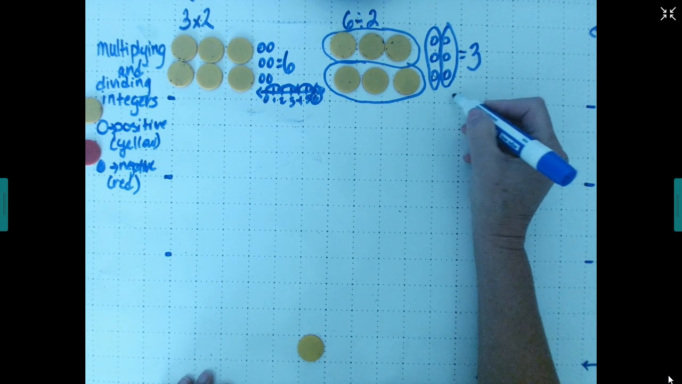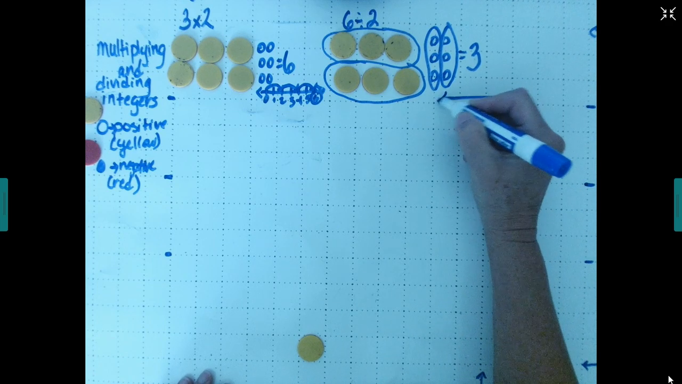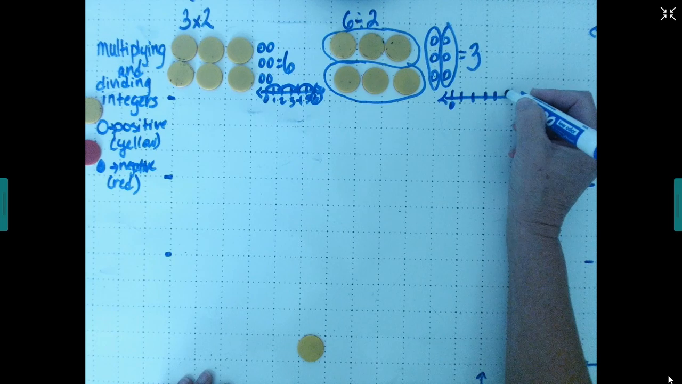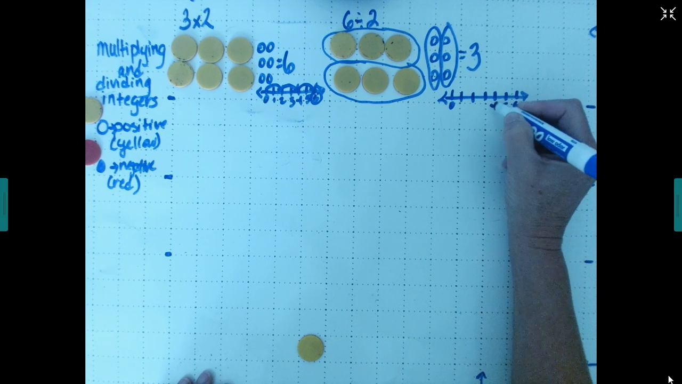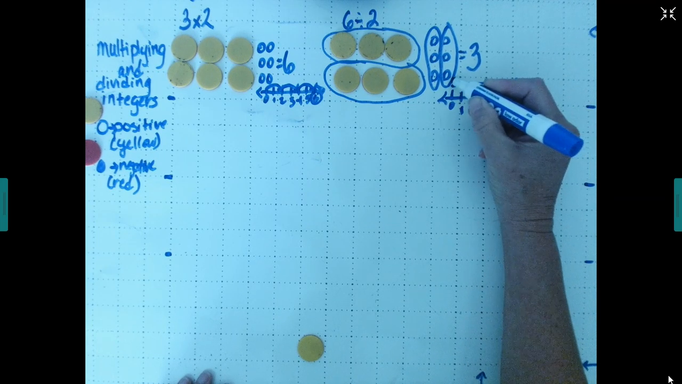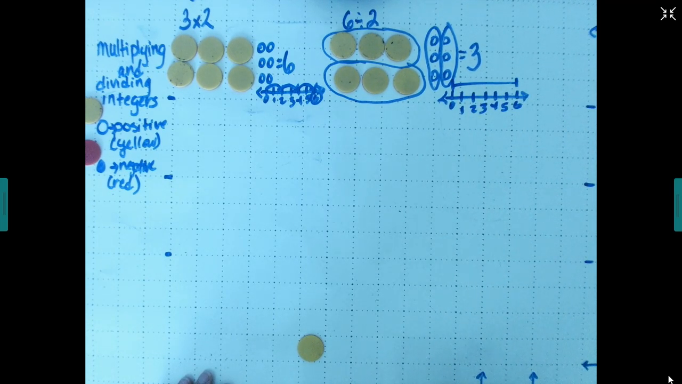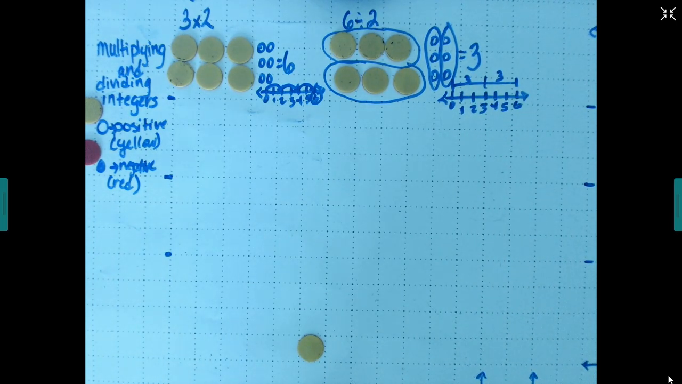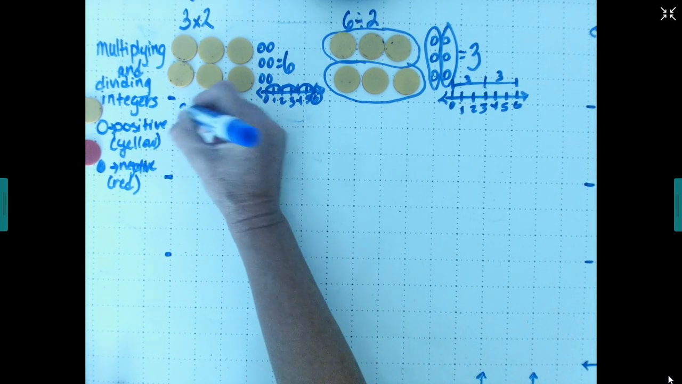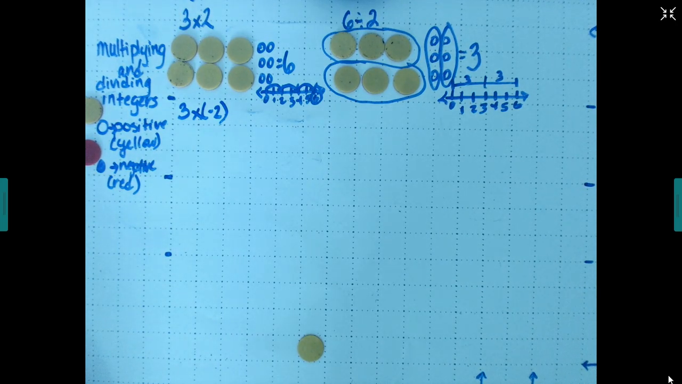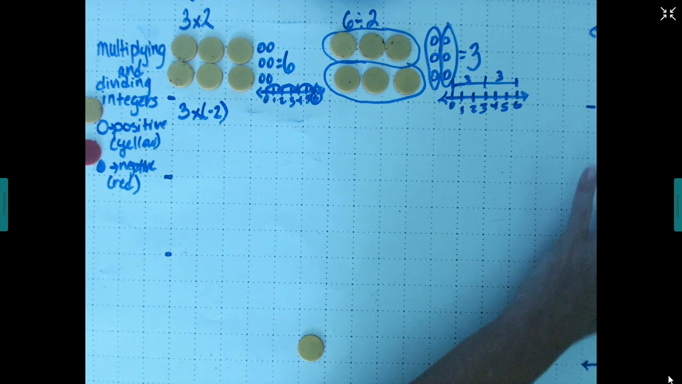When we're looking at a number line, we're going to say, okay, 2, 3, 4, 5, 6. We're saying, okay, I have 6 items here. I need to divide it into 2 equal groups, and there are 3 in each group. Next, we're going to do a multiplication problem of 3 times negative 2.